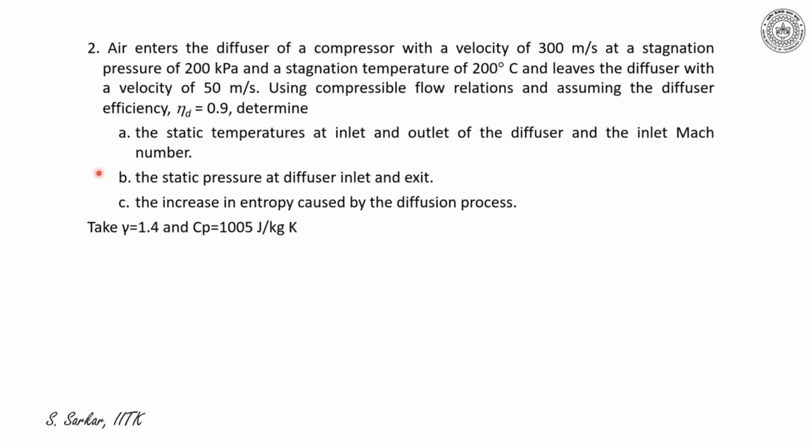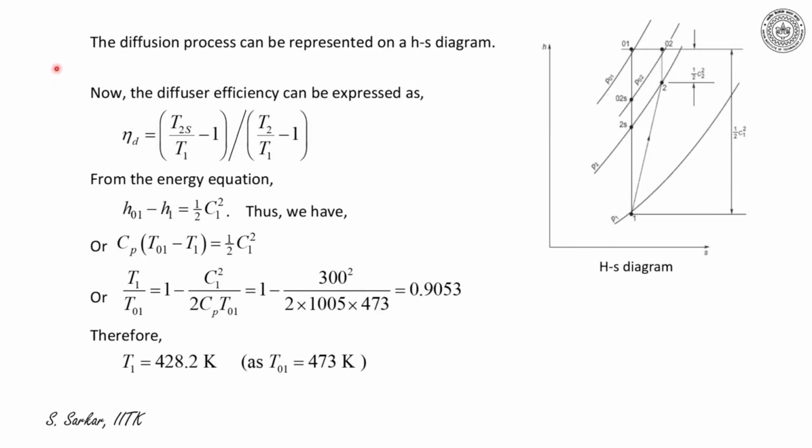B, the static pressure at diffuser inlet and exit. C, the increase in entropy caused by the diffusion process, given gamma equal to 1.4 and Cp equal to 1005 joule per kg per K. The fluid is diffused in a diffuser without addition of any external energy.